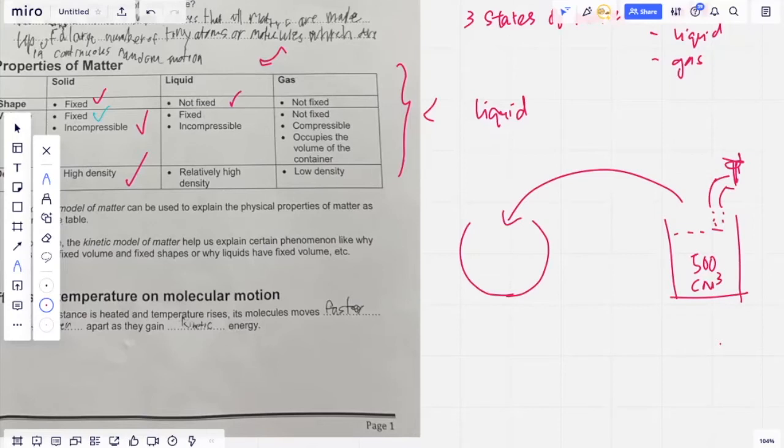Then if I pour out again and measure with a measuring cylinder the water inside here, assuming that no water spills, I will get 500 cm cube of water in the round container. Which means the volume before and the volume after doesn't change. So volume is fixed.